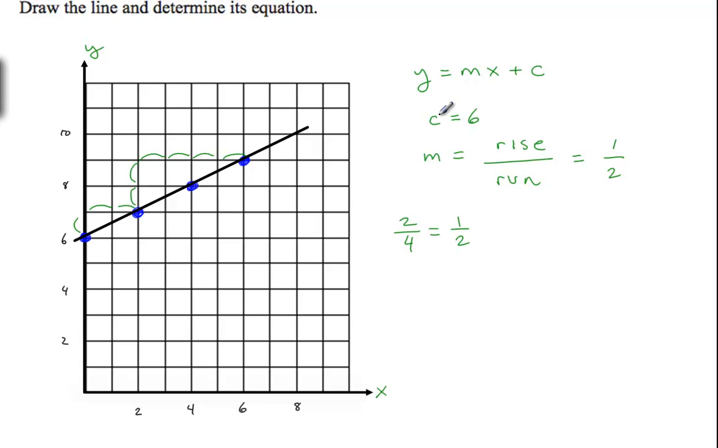So we have m, we have c. We can put those into the equation, and we get the equation of this line of best fit: y equals 1/2 x plus 6.